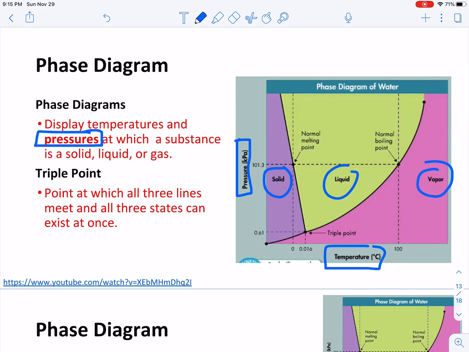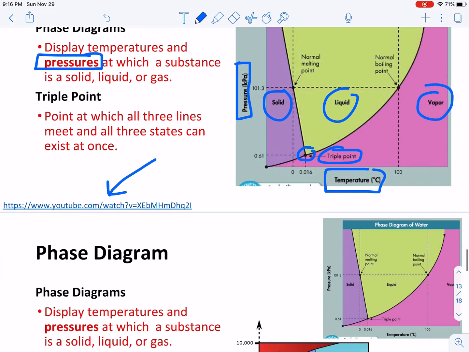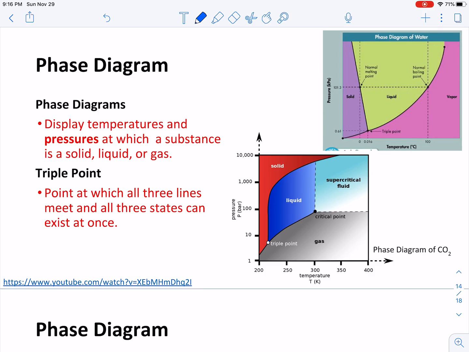All forms of matter have a triple point, and it's the exact temperature and pressure at which you would get all three states of matter at once. So you would be seeing freezing, boiling, condensation, evaporation, or vaporization, all happening at the same time. This video right here, which I'll show in class, will kind of show that. You can check that out.